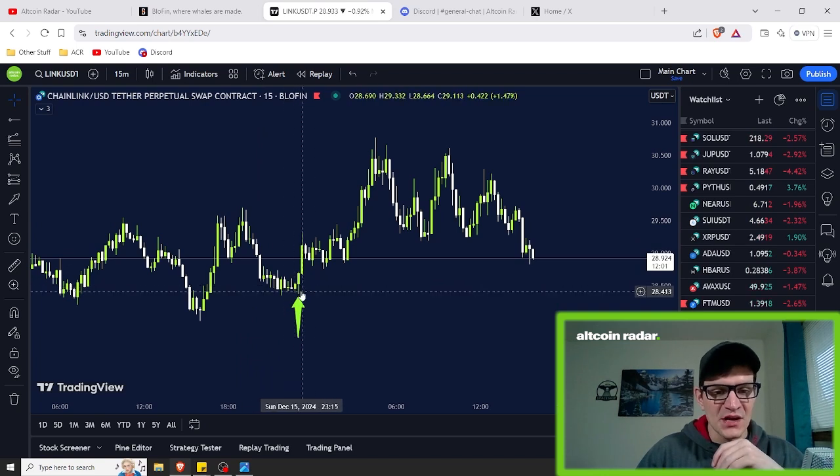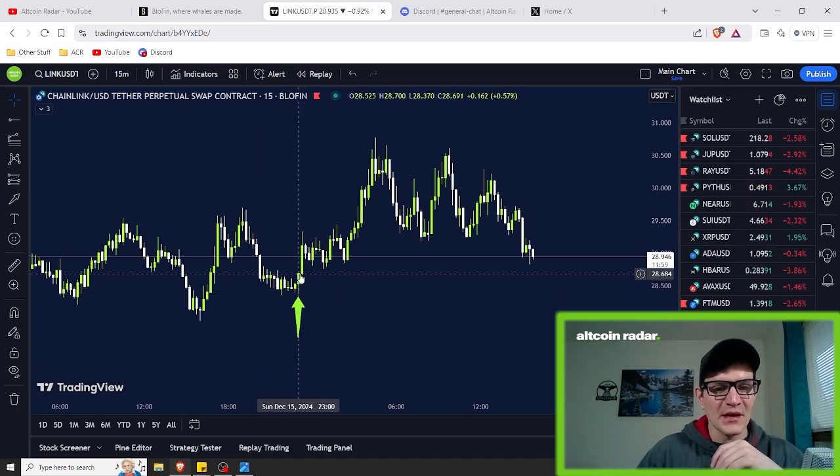Sellers ended up getting exhausted. We ended up going back up. Momentum was still there, and we created this bullish hammer candle going on right here.